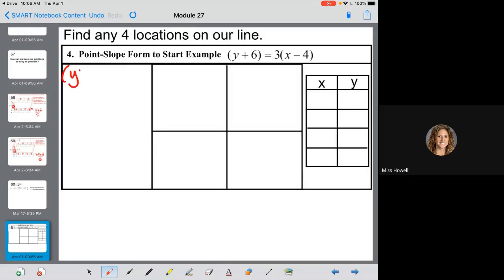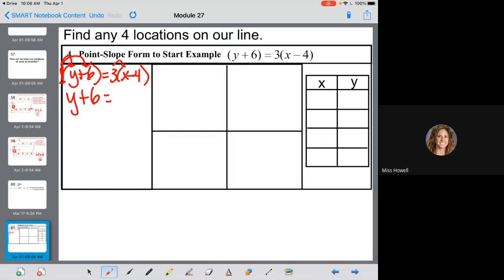So we have y plus 6 equals 3 times x minus 4. All right, to get this in function form, we want to start with a distribute. Now, there's nothing technically out here. So remember, that's a positive 1 that's going to get shared to y plus 6. So 1 times y and 1 times 6 would just give us y plus 6 still.